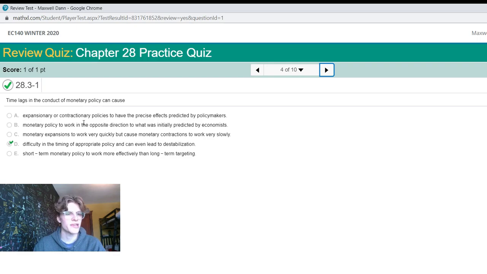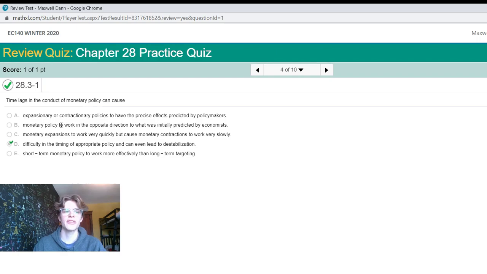Going through these other ones and why they're wrong. Expansionary and contractionary policies have the precise effect. So no, it's not precise. Right? What can it cause? It can cause monetary policy to work in the opposite direction to what was initially predicted by economists.